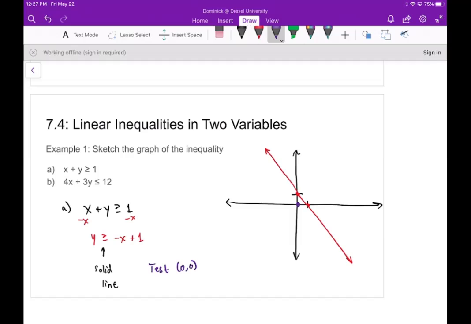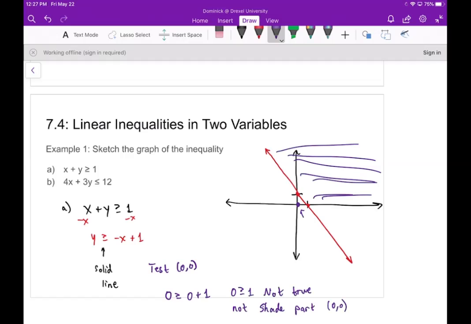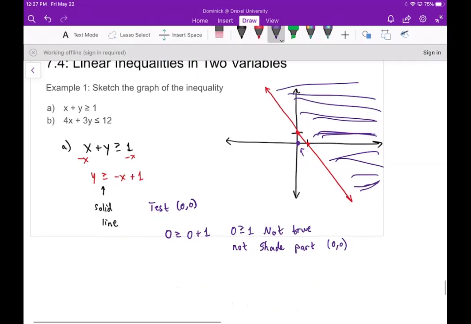If I plug that into my inequality, I get that 0 is greater than or equal to 0 plus 1. So I get 0 is greater than or equal to 1. Since this is not true, we're not going to shade the part containing 0, 0. Since 0, 0 is right here and it made the statement false, I need to shade this side. So that's what this inequality looks like.